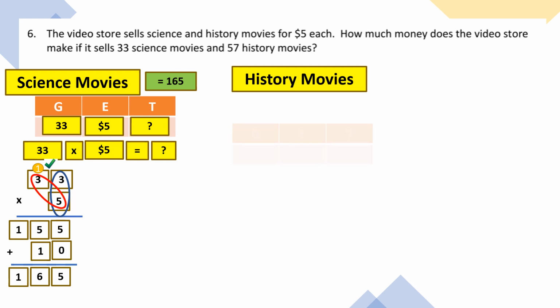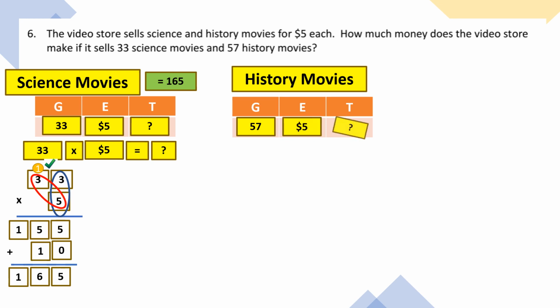So we're going to write history movies and a get chart for our history movies. So they sold 57 history movies. And the cost for each one of those movies is $5, just like the science movies. And we're trying to figure out the total. So when we set it up, like an equation, that's 57 times $5 equals an unknown number.